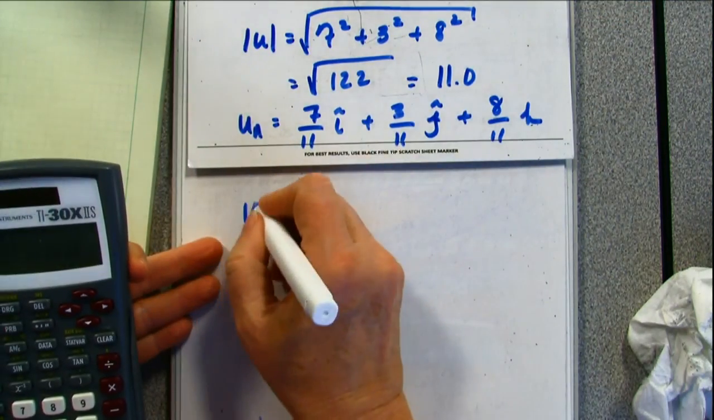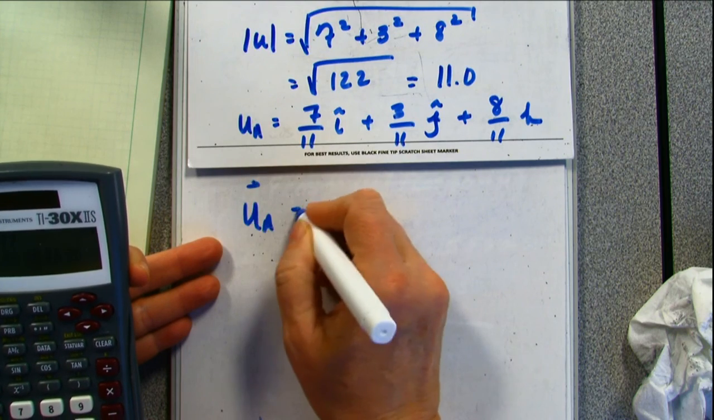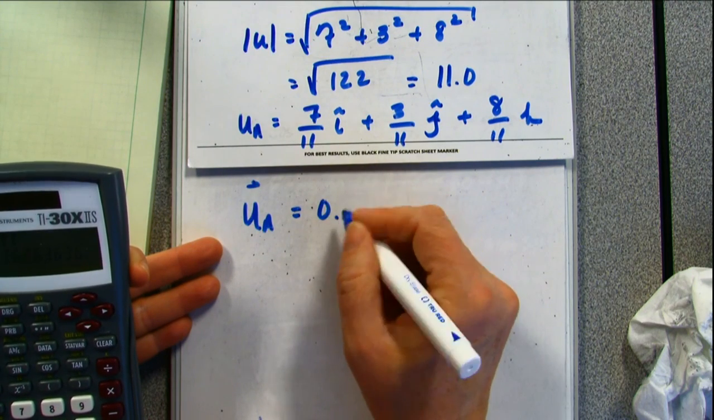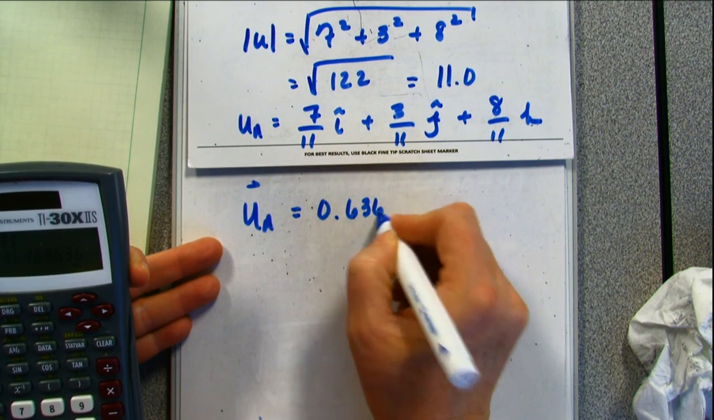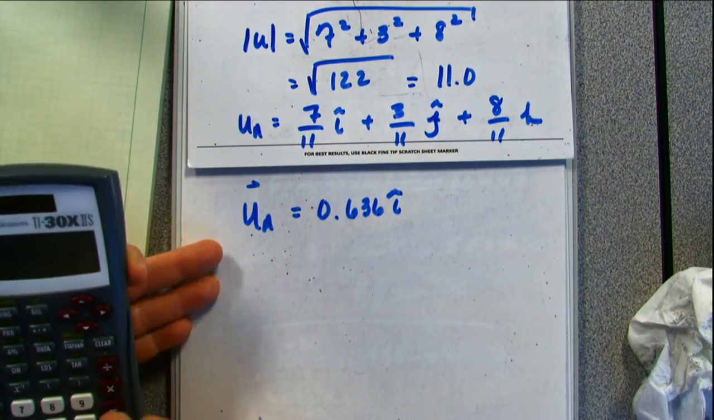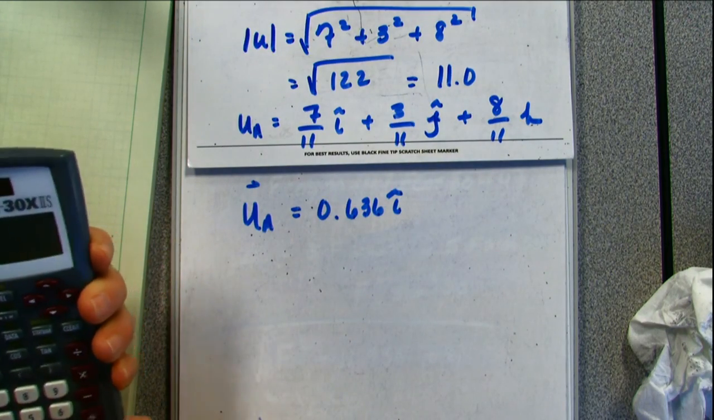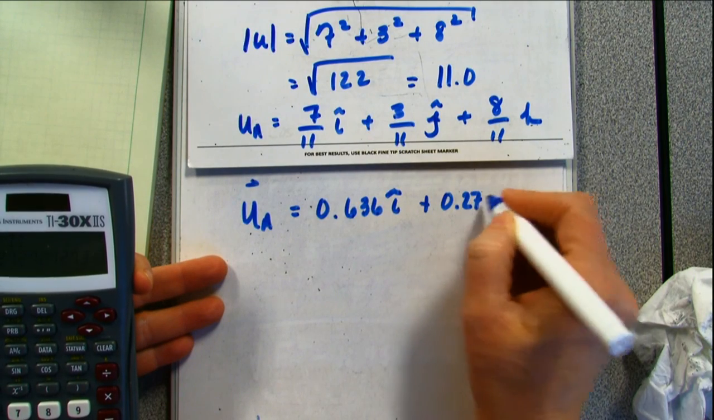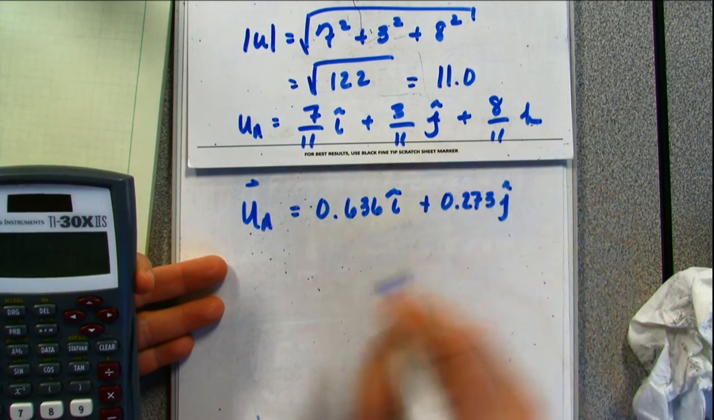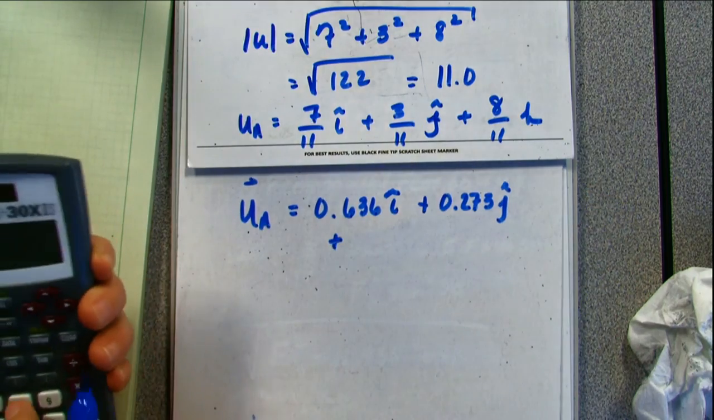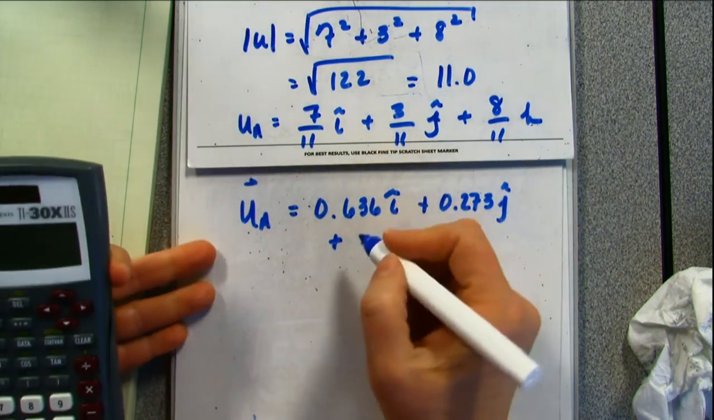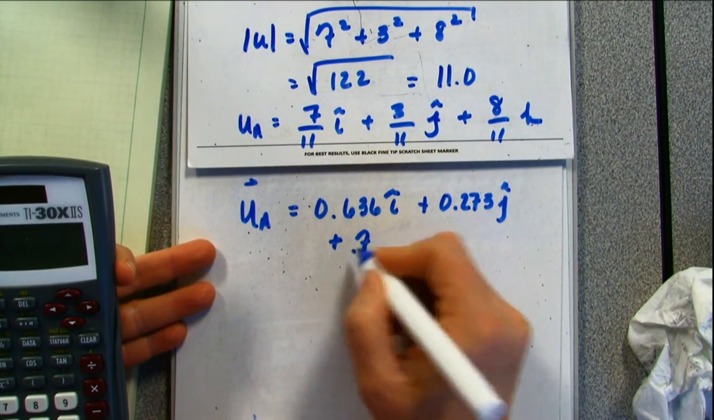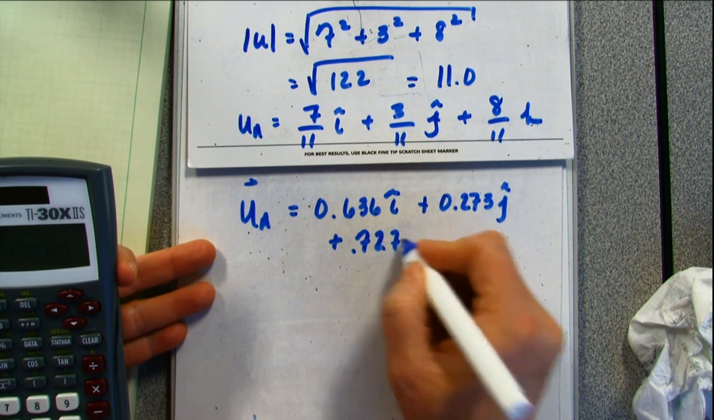So that's going to give me my unit vector. It's going to have 0.636 in the I direction, 0.273 in the J direction, plus 0.727 in the K direction.